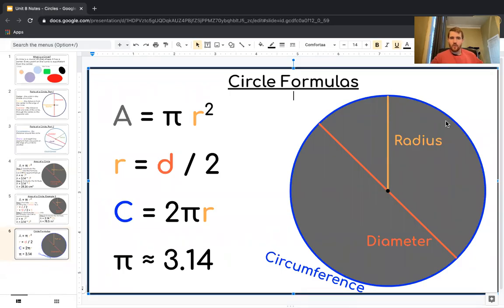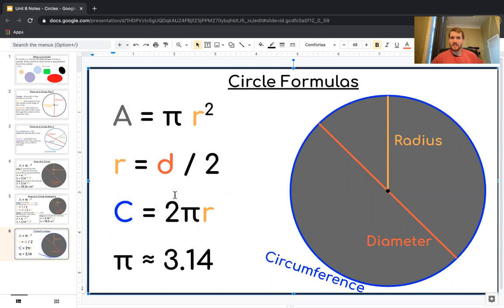Hello, everyone, and welcome to the third video in this unit on circles. So today we're going to be talking about applying all of the different formulas we have for circles. So we have a formula for the area, for the radius, and for the circumference. And we're going to need to use these formulas in kind of creative ways to solve some different problems.